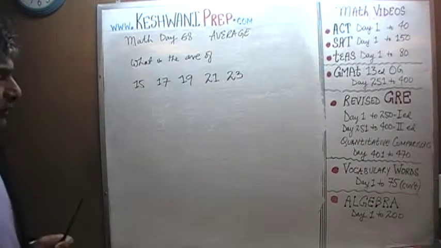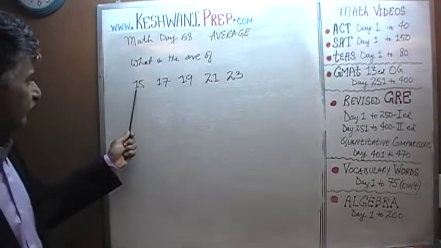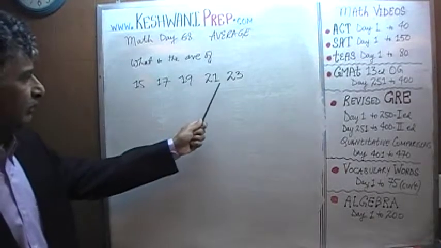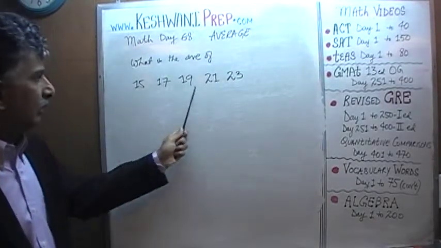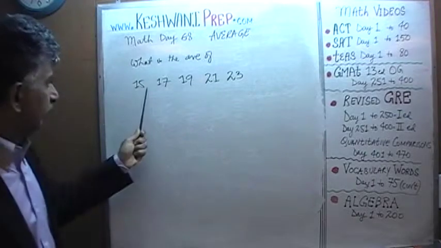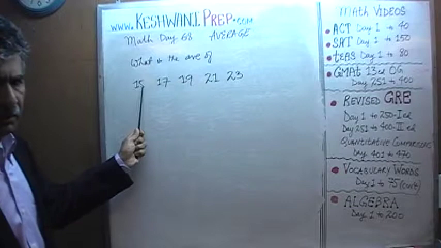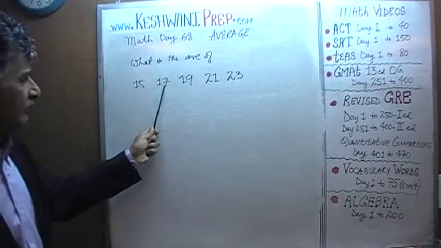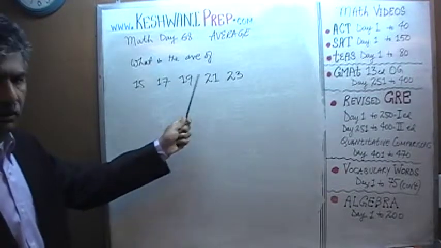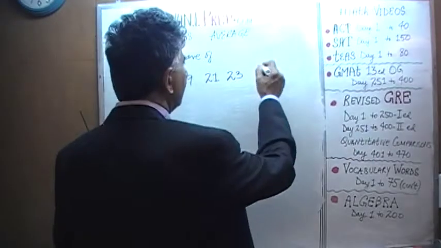Well, what we need to understand here is that these numbers, 15, 17, 19, 21, 23, are all evenly spaced. The difference is always 2. 15 plus 2 is 17. 17 plus 2 is 19. 19 plus 2 is 21. They are all evenly spaced.